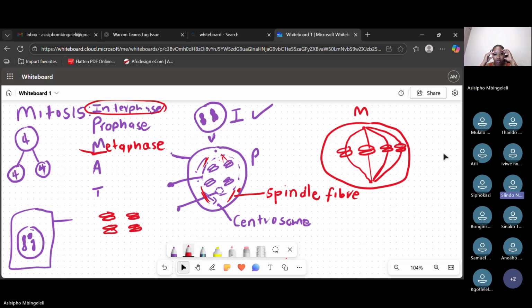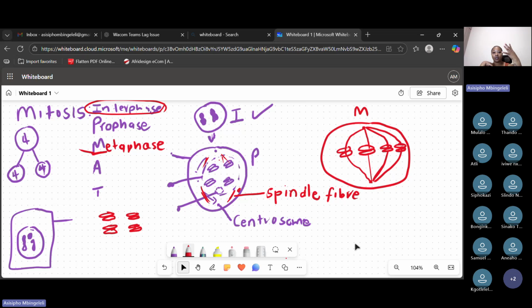Sorry, yes, ma'am. Can you just repeat what you just said? Singly. The chromosomes arrange themselves singly in the middle of the equator. And we're able to see this. Okay, so that's the key important point for metaphase.